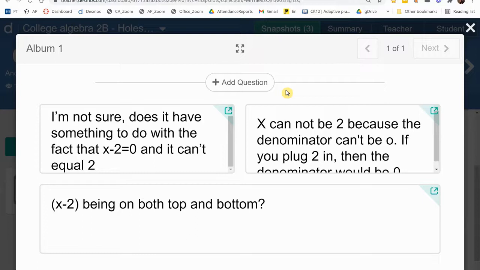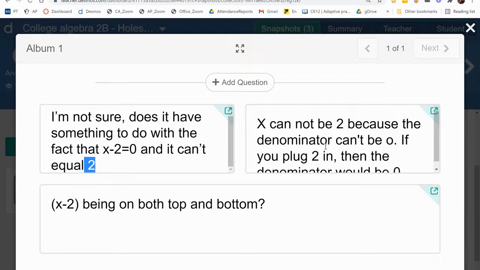All right, so if you are looking at the Zoom window, you should be seeing my screen that has the 3 responses on it. Can somebody just verify that that's what you're seeing? I can see it. Perfect, thank you. All right, so this first response I really like, because even though this person said that they weren't sure, they hypothesized that it had something to do with the fact that if x minus 2 equals 0, then x can't equal 2. And if it can't equal 2, then that would make sense that there would be a hole associated with x equals 2.